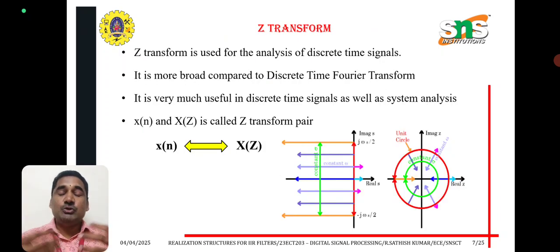Next one is Z transform. Z transform is used for the analysis of discrete time signals. It is more broad compared to discrete time Fourier transform. It is very much useful in discrete time signal as well as system analysis. x of n and X of z form the transform pair. From the x of n term that can be converted into X of z.